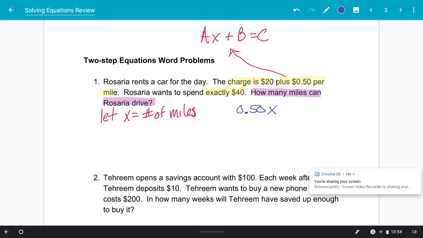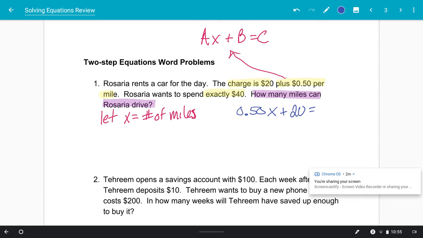Now, our other expense is that we're paying a charge of $20. So just to rent the car, regardless of how many miles, there's also going to be a charge of $20. So this is what she's spending. So the 0.50x is how much she's spending on the miles, and the 20 is our initial charge. And she wants to spend exactly, or total, $40. So we're going to set this equal to $40.